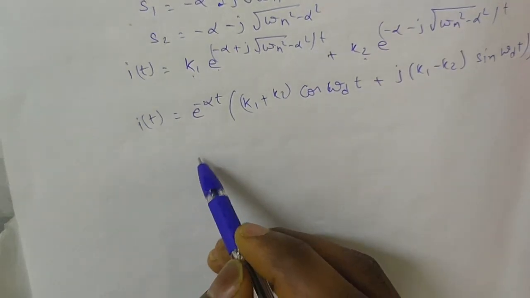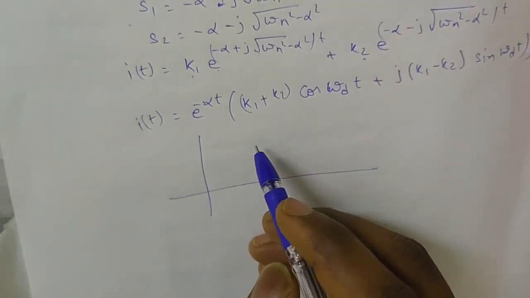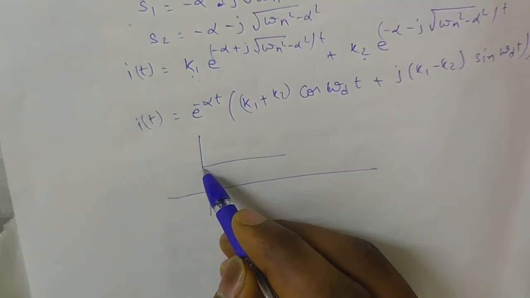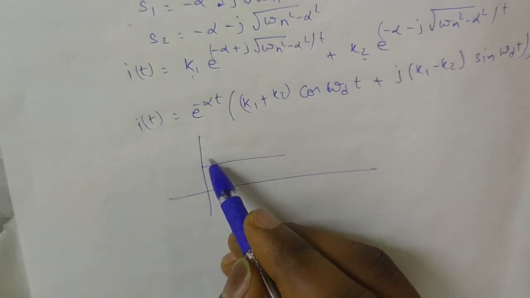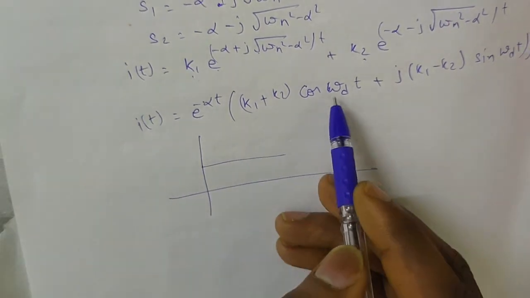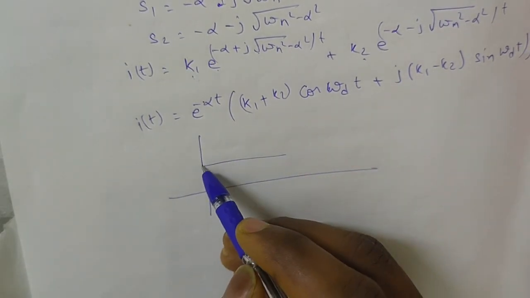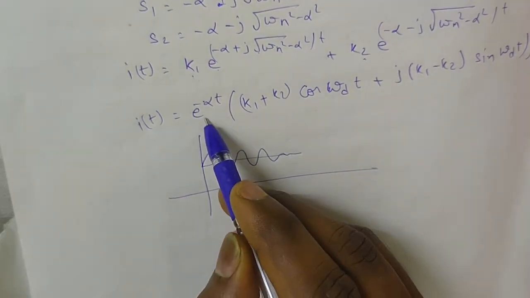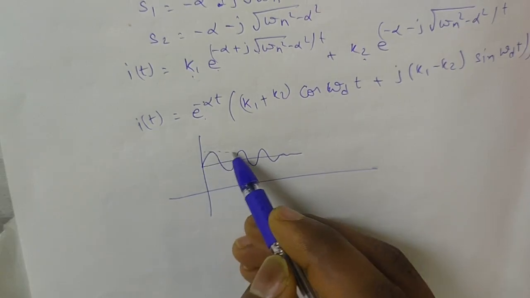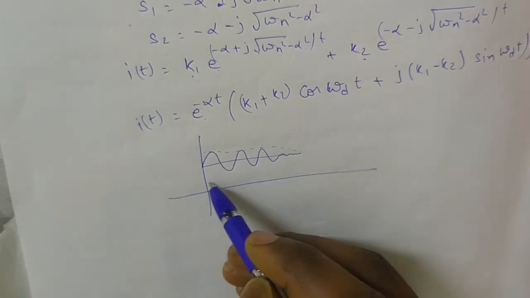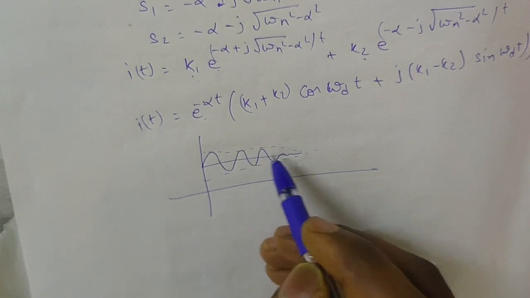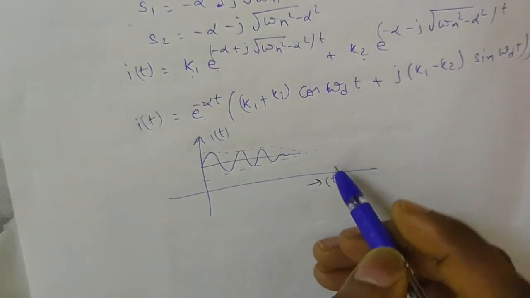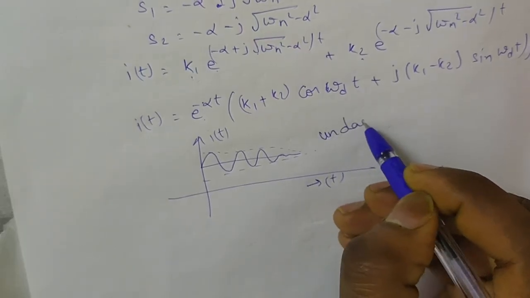For this, the response will be, as these are cos and sine waves, a combination. There is e power minus alpha t multiplied, so that the cos and sine waves will be in a decreasing fashion. Then this is the underdamped condition.